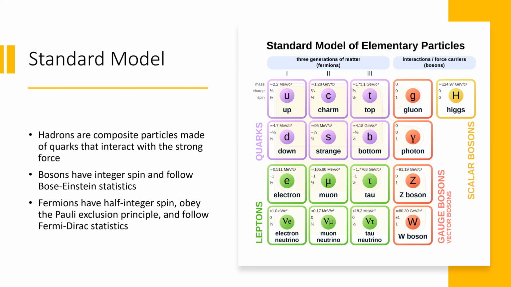Now, quarks can't actually be isolated. You can't just have one up quark and isolate that because of a property called color confinement. But you can study pairs of quarks or multiples of quarks, and these particles are called hadrons. They're composite particles made of quarks that interact with the strong force. Hadrons make up most of the matter that surrounds us, like protons and neutrons are hadronic matter, for example.